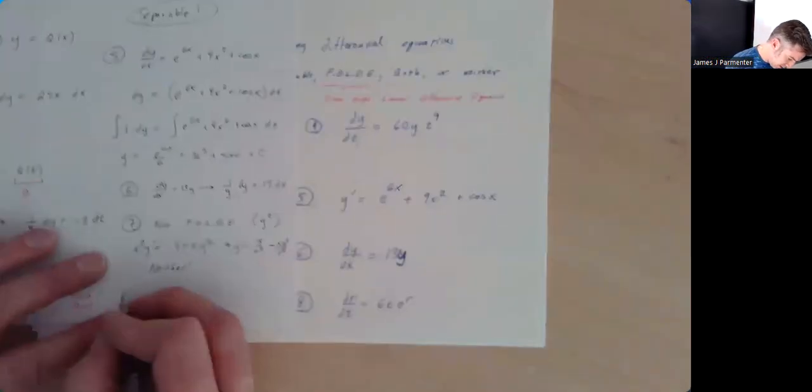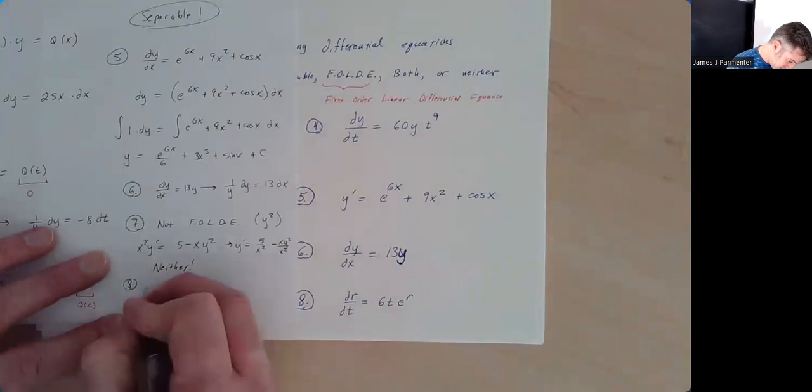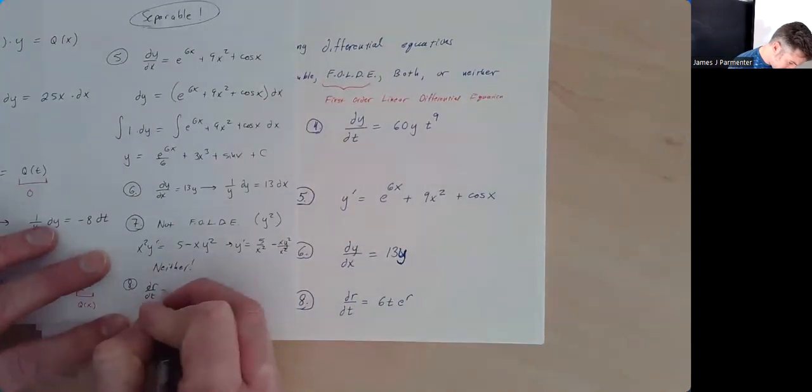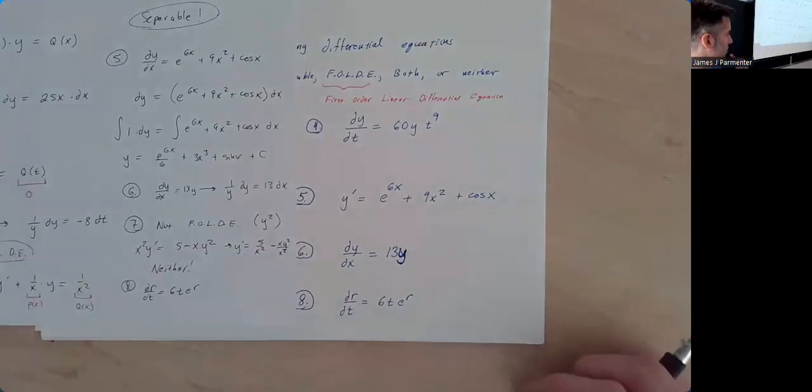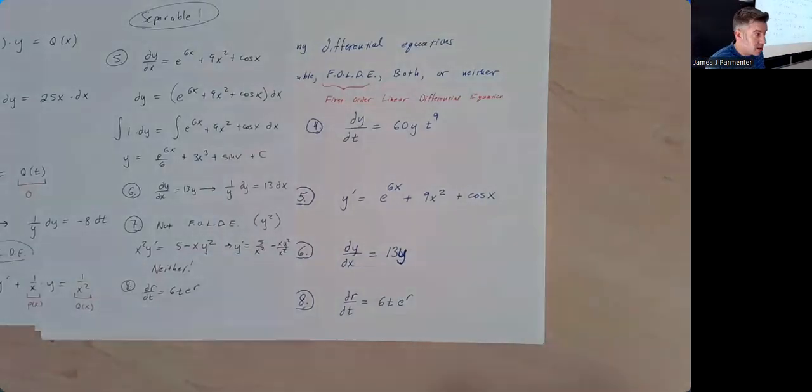And lastly, number 8 over here, some change of variables here. dr dt equal to 6t e to the r. Now, usually I do look for separable first because it's easier. This is definitely separable, but I want to point out it also couldn't be first order linear. Again, it's certainly first order because we have a first derivative, dr dt, but it's definitely not linear because of the function, the thing that's the function. So actually, I should ask you both. What is the thing that is the function here? Is it r or is it t?